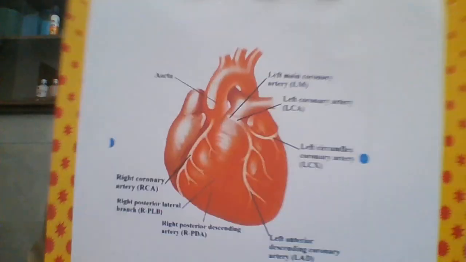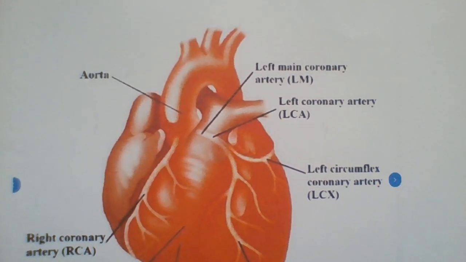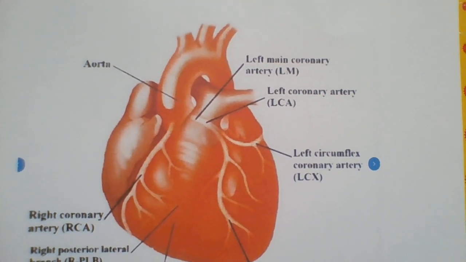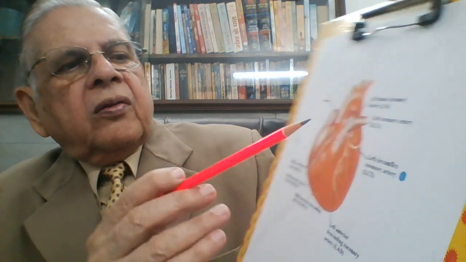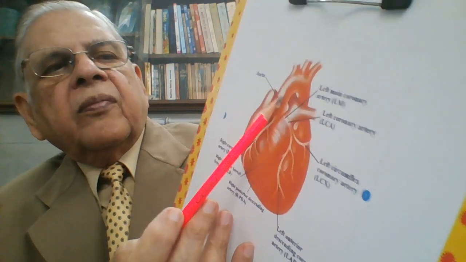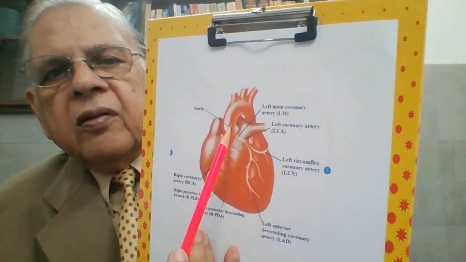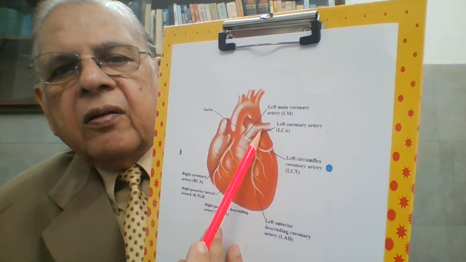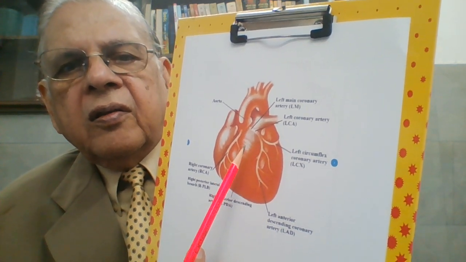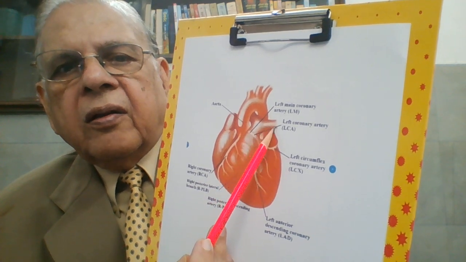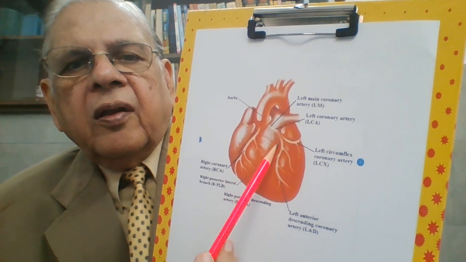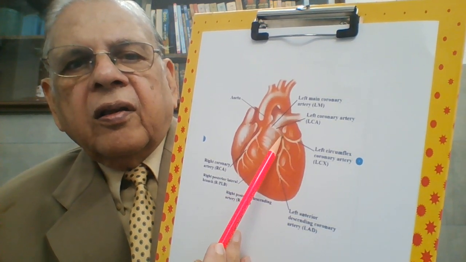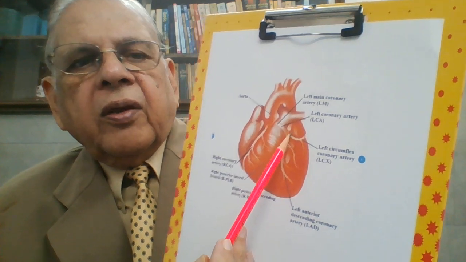Now see another diagram of the heart, again very close to you. To see the things, you can stop the video and watch it very closely. Now what do you see? You see this is the aorta, okay? And you see this is the pulmonary artery, dividing into left and right both ways, and you find this artery coming from the aorta.